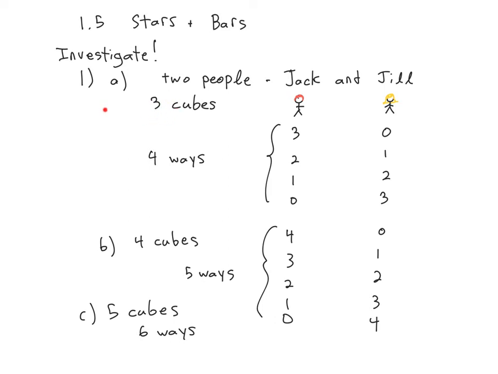Part B of that problem asks about what happens if you do 4 cubes to Jack and Jill. It turns out there are 5 ways to distribute 4 cubes between Jack and Jill, ranging from giving all of them to Jack to giving all of them to Jill. You can extrapolate that if you want to distribute 5 cubes between Jack and Jill, there would be 6 ways to do it. We won't bother asking why on earth you're giving 5 Rubik's Cubes to Jack and Jill when all you need is 1.